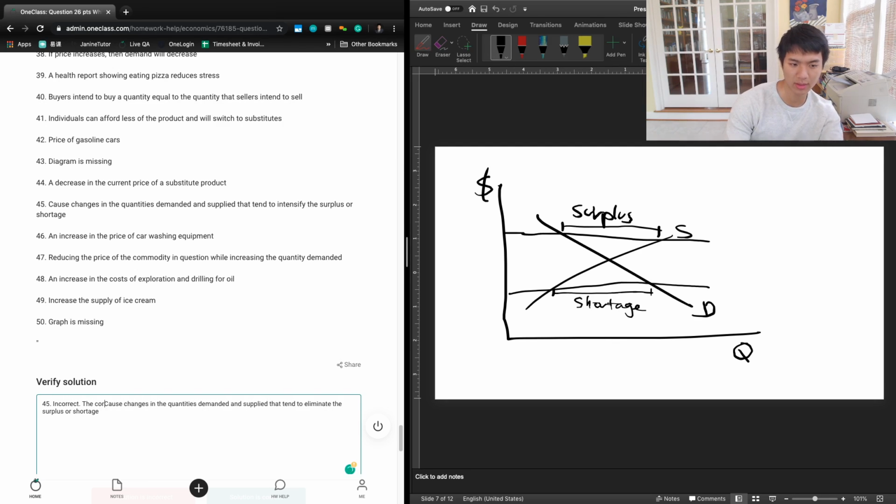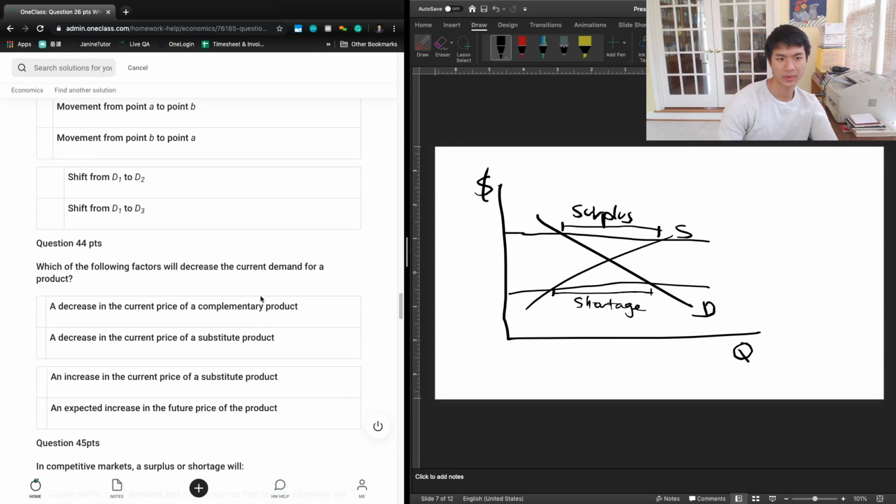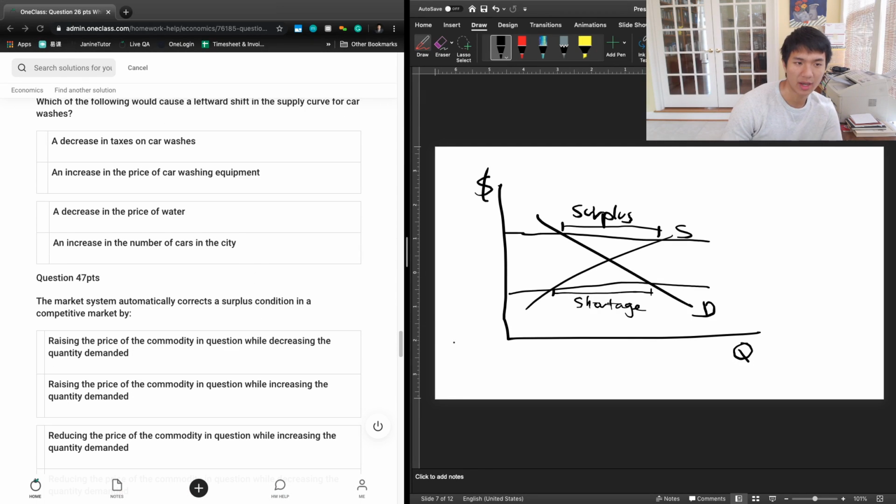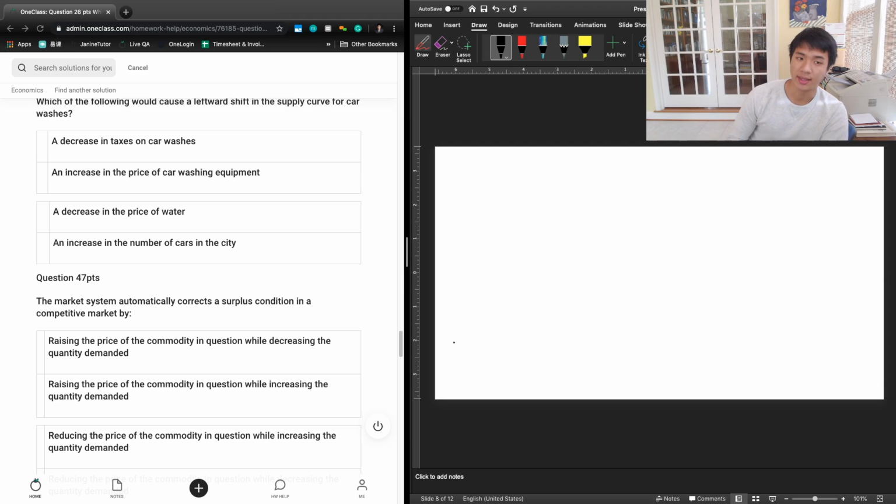The correct answer is there we go. Okay, let's move on to question 46. 46 says, which of the following will cause a leftward shift in the supply curve for car washes? A, a decrease in taxes on car washes. B, an increase in the price of car washing equipment.